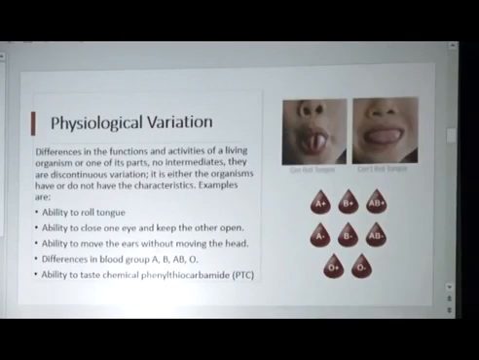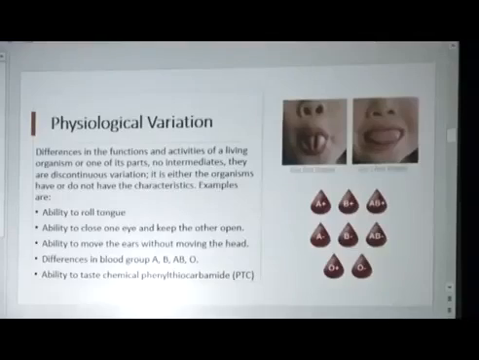It is either you can perform that characteristic with the organ or not. Examples in human beings: ability to roll the tongue. Look at me, I can roll my tongue. I want you also to roll your tongue. Yes, you can roll yours. You are looking at your brother. Your brother cannot roll his. That is what is known as physiological variation.